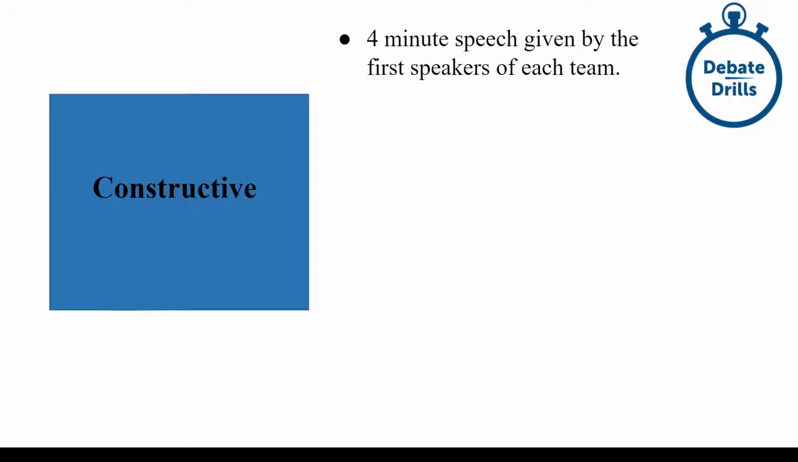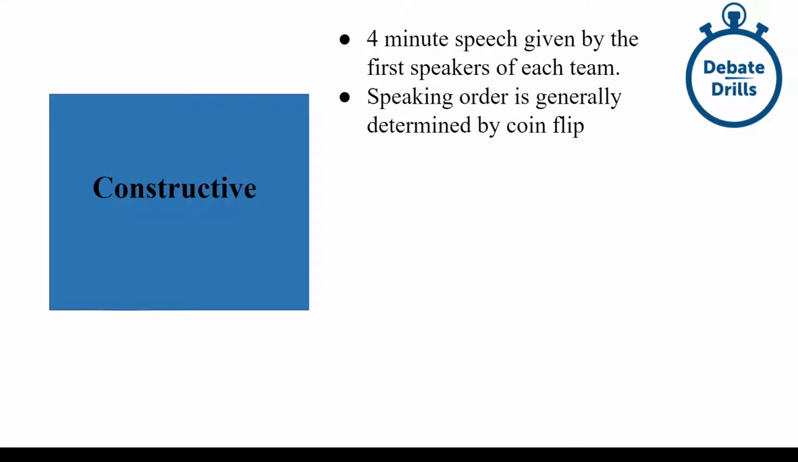So let's first talk about the constructive speech. The speech is a 4-minute speech given by the first speakers of each team. And the speaking order is generally determined by the coin flip at the start of the round. So normally at most tournaments, you will flip a coin, and then whichever team wins the coin toss can either choose to speak second or first, or they can choose what side they want. And then whatever they choose, the team who lost the coin flip, they get to choose the rest. So if the other team chose side, they get to choose order. Or if the other team chose order, they can choose side.